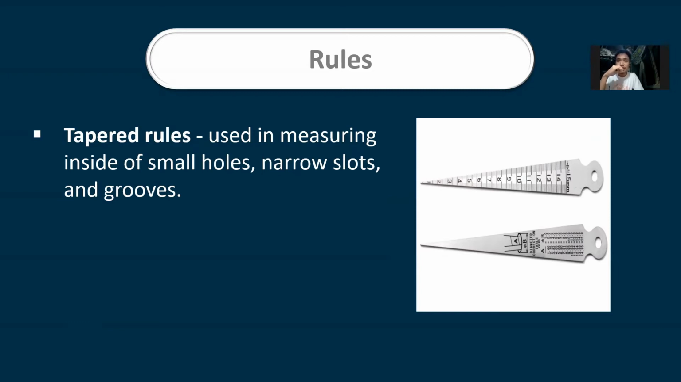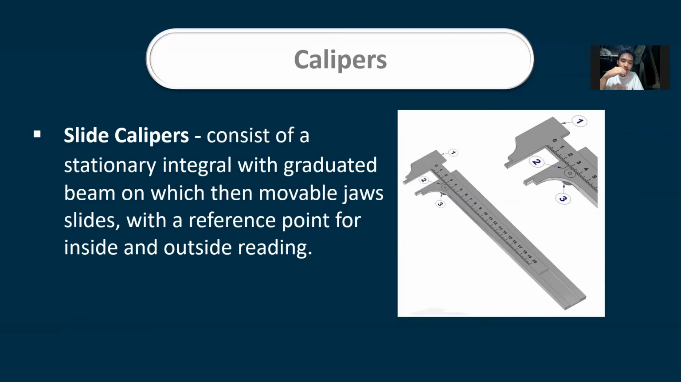So ito naman, it is a ruler pero yung width niya is small to palaki, which means yung small part pwede siyang ipasok sa kunwari sa isang butas para i-measure kung gaano ka-depth. Ganon. So another example of graduated manual measuring tool is calipers.